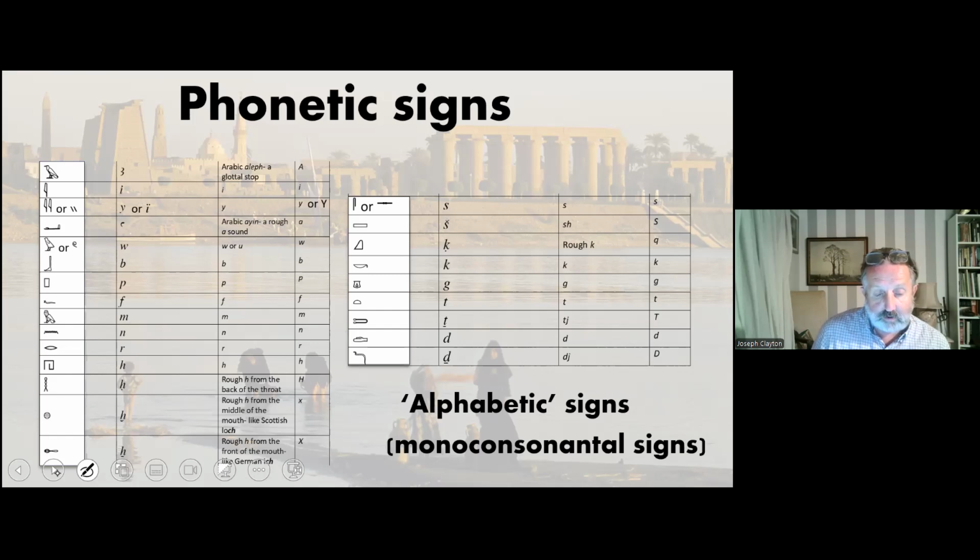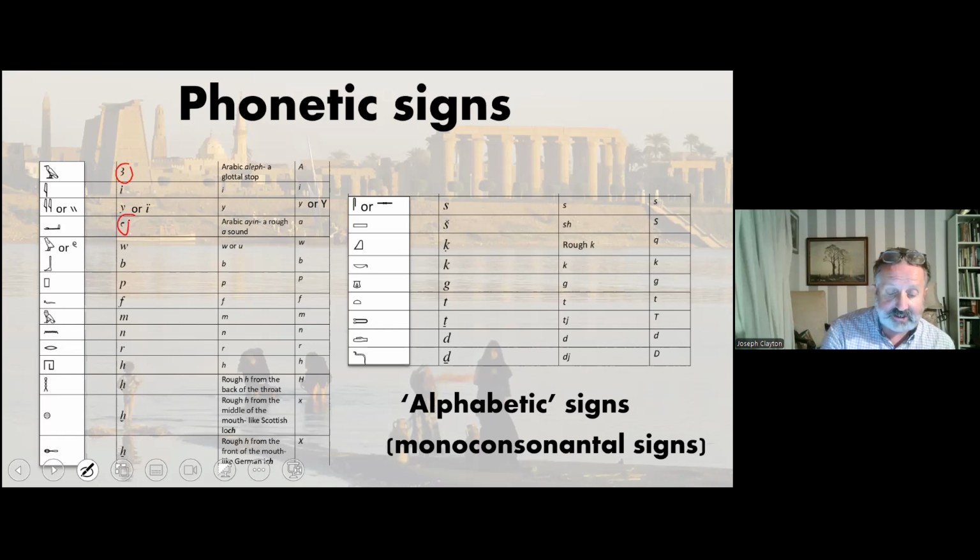I'm not going to go all the way through this, but just the odd ones like the Arabic signs, like the Aleph there, which is a sign we don't have in English, which is a kind of glottal stop, like in the middle of bottle. We've got Ayin as well, which is a rough A sound from the back of the throat. We don't have that sign in English either.